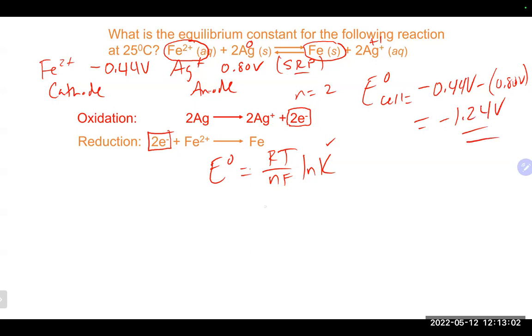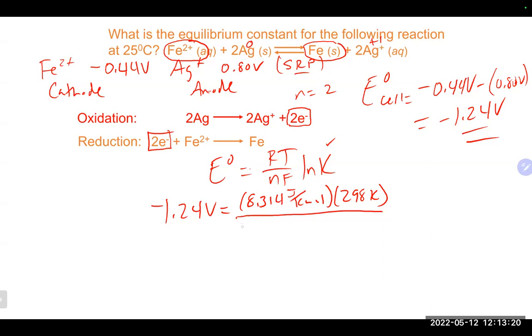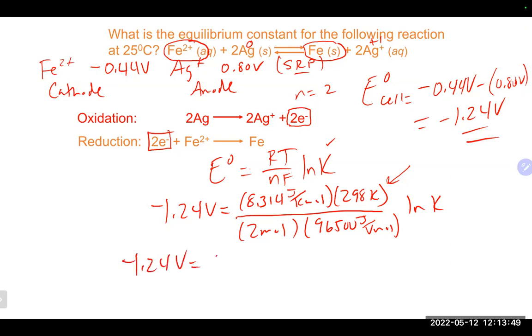Everything else on the right-hand side is pretty much done except for natural log K. So minus 1.24 volts is equal to 8.314 joules per Kelvin per mole, times our temperature converted into Kelvin, 298, divided by our moles from the balanced equation, which is 2, and 96,500 joules per volt per mole, times the natural log of K. Let me clean up the right-hand side first: 8.314 times 298, divided by 2, divided by 96,500, gets us 0.012837716. I don't feel like rounding.